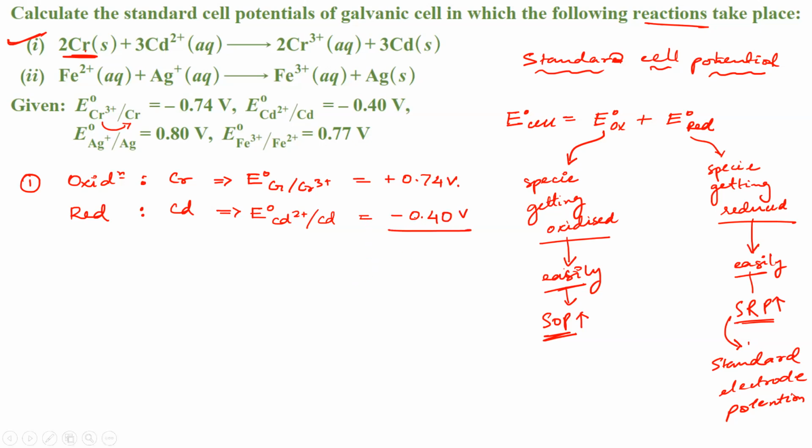We just need to add it, right? Tell me what will be the answer if you add them. It will be plus 0.34. As you can see, we are getting electricity. Whenever you have plus voltage, that means we are getting electricity. Whenever there is minus voltage, that means we have to give electricity. Okay, so the first one is done.